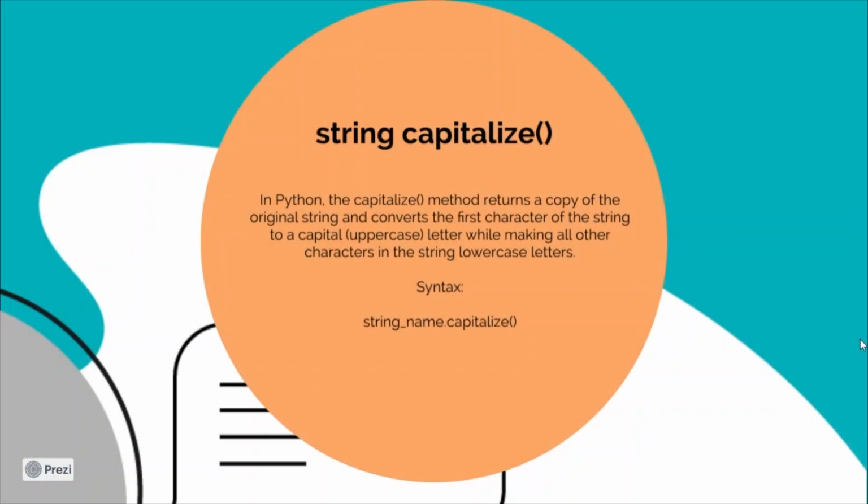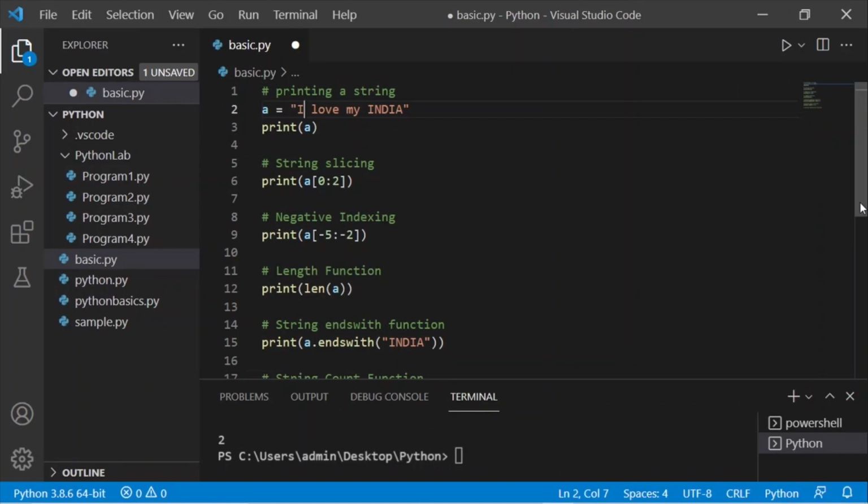Now we will see our next string function, that is the capitalize function. In Python, the capitalize method returns a copy of the original string and converts the first character of the string to an uppercase letter, while making all other characters in the string lowercase. Now we will see how the capitalize function works.